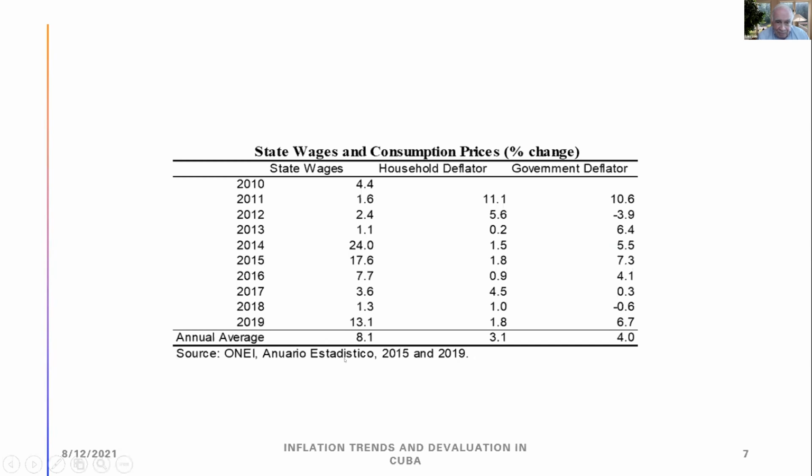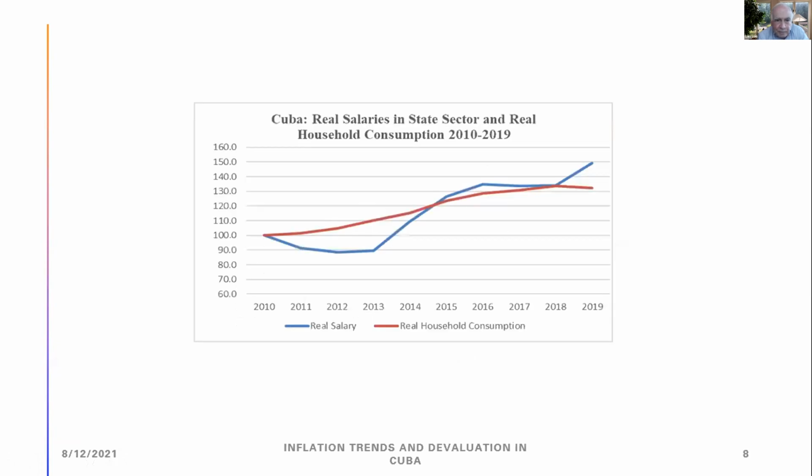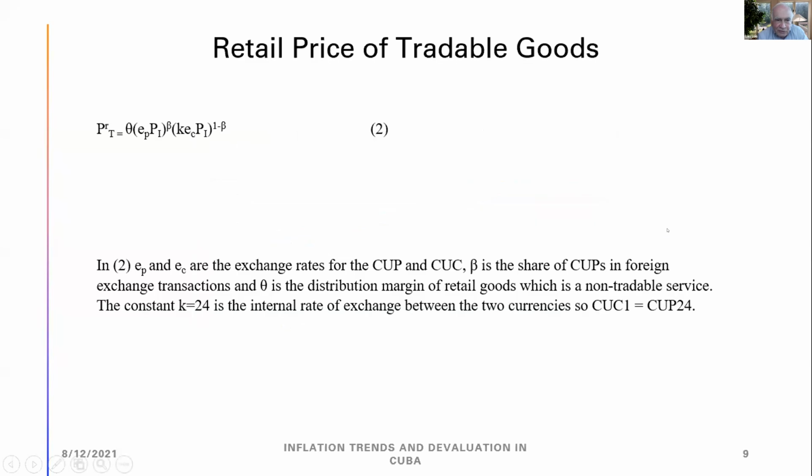What this means essentially is that there was a substantial amount of pent-up demand in the economy caused by a significant increase in wages in 2020. And here we see the relationship between state salaries and real household consumption. We're beginning to see it here, where state salaries are moving ahead of consumption, and 2020 will be much more pronounced. I will have to update this slide.